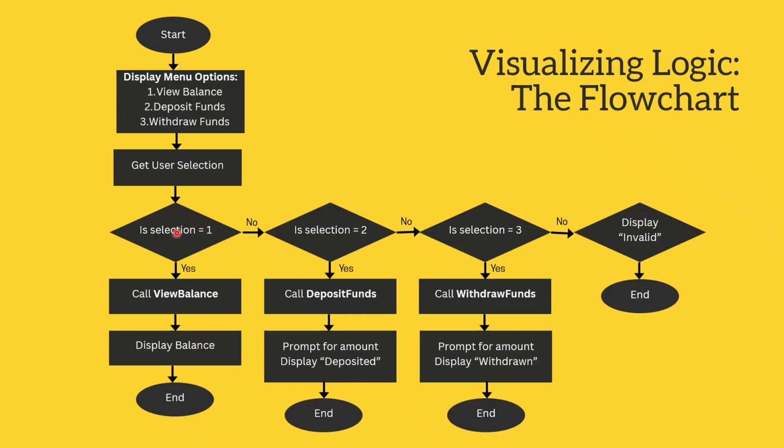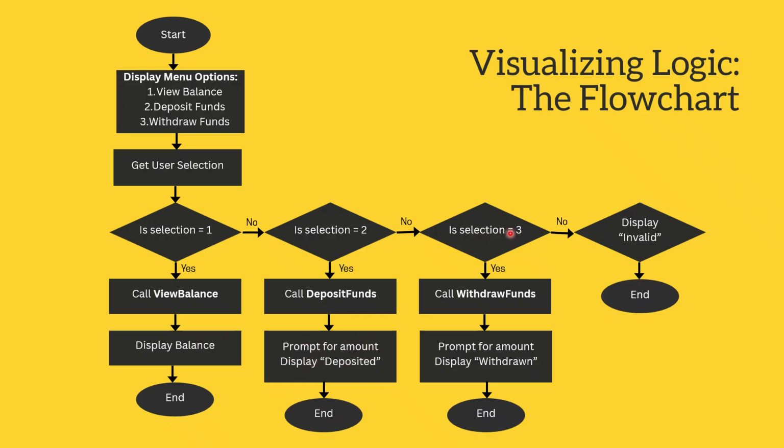Then we've got our first decision symbol. Remember, for decision symbols we use diamonds. The first one is labeled, is the selection equal to 1? If it's yes, then we're going to call the view balance module. But if it's no, then we're going to go on to selection number 2. If selection number 2 is correct, then we're going to call the deposit funds, and then we're going to do what the deposit fund module does.